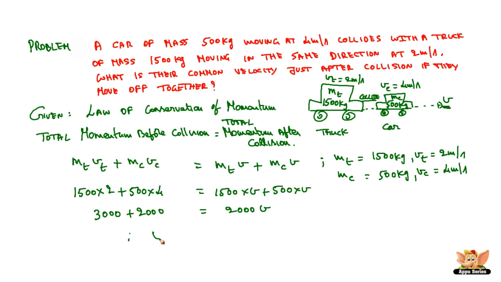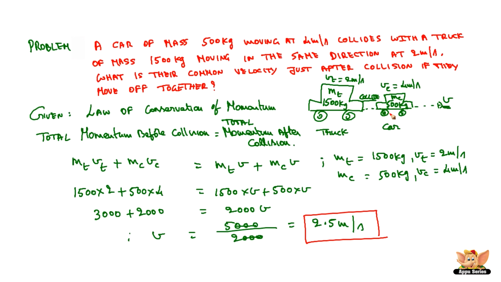2000 v. Therefore, v is equal to 5000 by 2000, and 3 zeros get cancelled. So this becomes 2.5 meter per second. So the velocity with which the truck and car move after collision, v, is 2.5 meter per second.